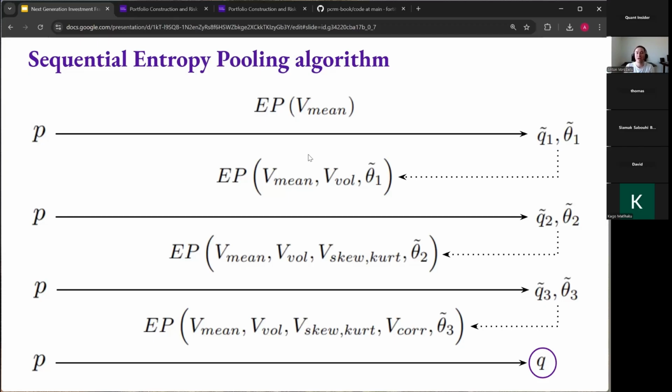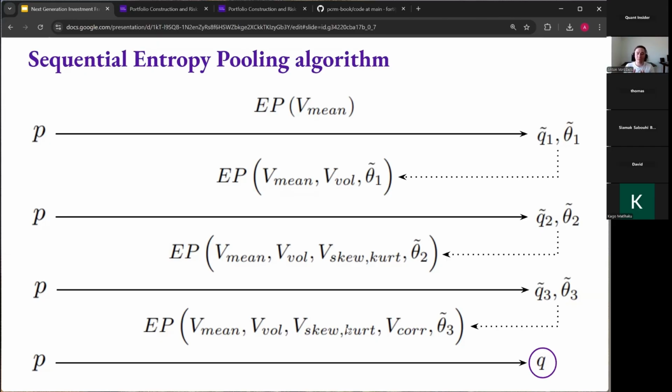So basically, we would take all our mean views and process them first, and then we get an update of all the mean parameters, which we can use when we implement our volatility views. Then we process the mean and volatility views, and then we can continue to skewness and kurtosis, where we can fix the means and fix the volatilities, and then finally the correlations.